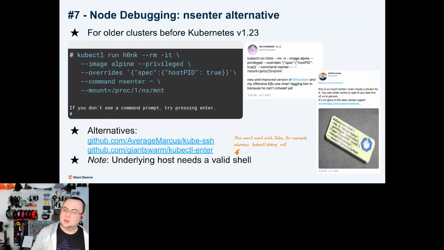If you are before Kubernetes 1.23, there is another workaround way of doing this. You can launch a privileged container with the nsenter command. This is a command that is even available as a tweet and as a sticker from Dr. Me in there. This does have some caveats, though: the node you are trying to debug needs to have a valid shell. So if you're using Talos Linux, for example, for your Kubernetes cluster, this will not work, whereas kubectl debug will work. I have an example of this on my GitHub, and Giant Swarm also has a similar kubectl plugin for this option.